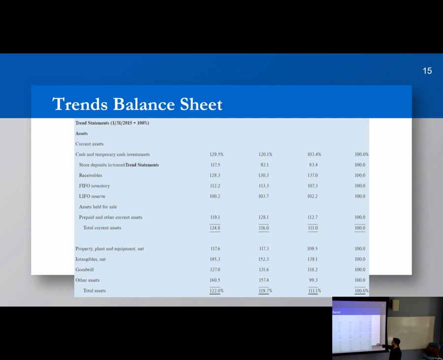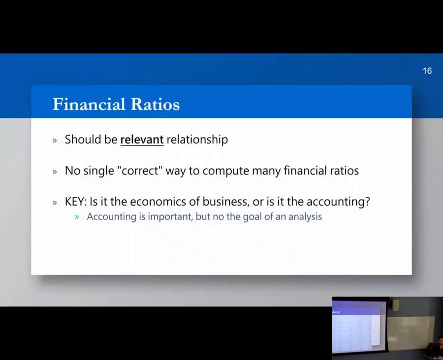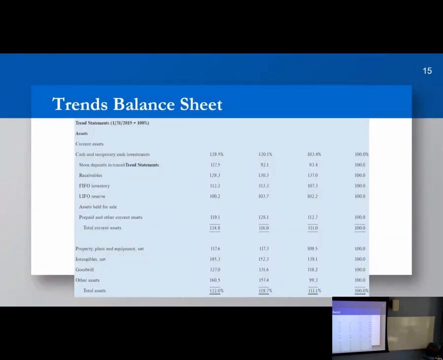We see an almost 25% increase in total current assets, but that's offset by there being about a 22% increase in the overall assets of the company. So you can get different pictures from different ways of looking at these financial statements. Any question on common size or trend analysis?